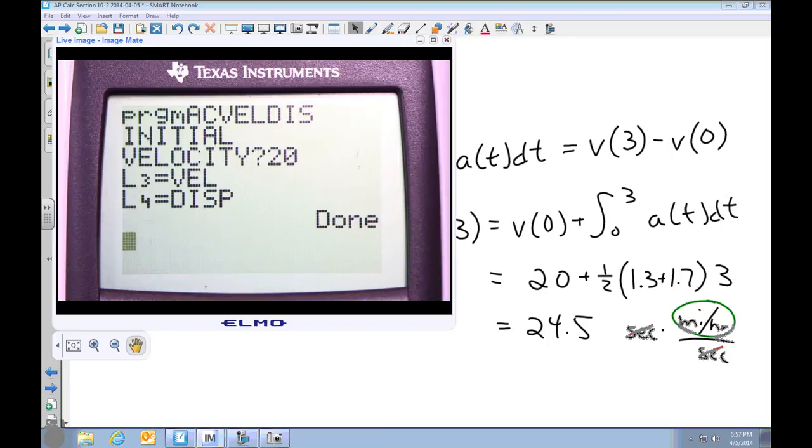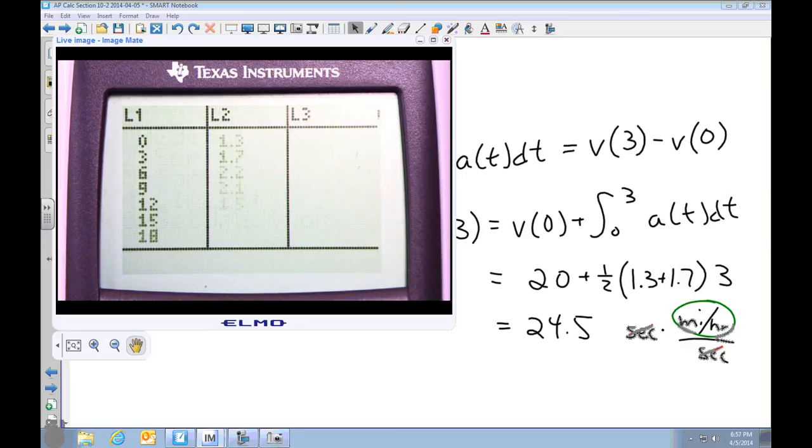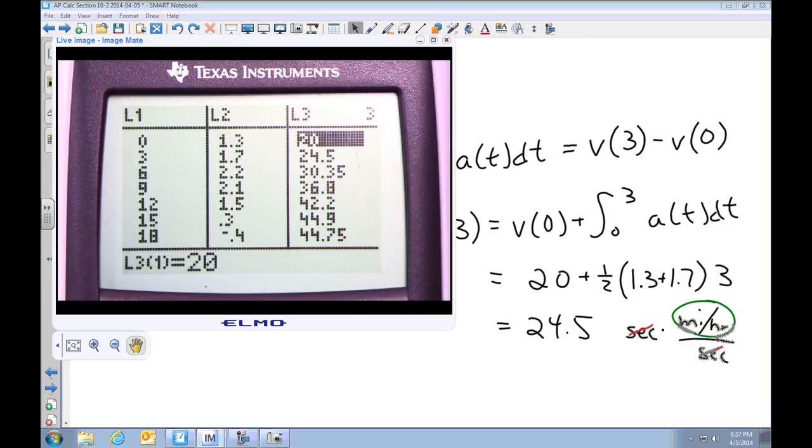It doesn't display any information out here for you. It just tells you where it dumped the information. Basically, list 3 is your velocity, list 4 is your displacement. So let's go back to our list editor. And you can see now in list 3, I have some data there, and that data is the velocity. In fact, you can see that when time is 0, your velocity is 20. Well, that's because that's what we put into the program. It asks us what our initial velocity was, so that's not a surprise. The next value, though, when time is equal to 3 seconds, our velocity is 24.5. Well, that's what we just calculated over here on the right. So our calculation is correct in comparison to what our program's giving us.